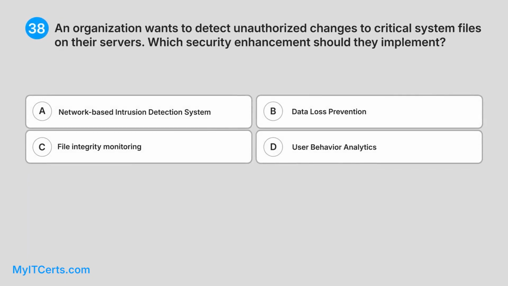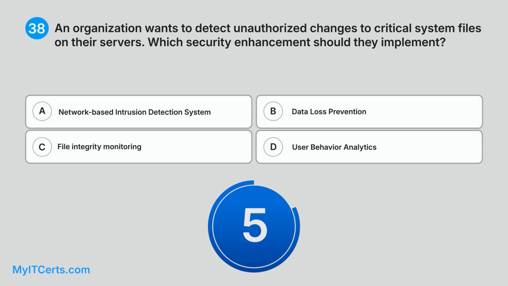(38) An organization wants to detect unauthorized changes to critical system files on their servers. Which security enhancement should they implement? A. Network-based intrusion detection system. B. Data loss prevention. C. File integrity monitoring. D. User behavior analytics.